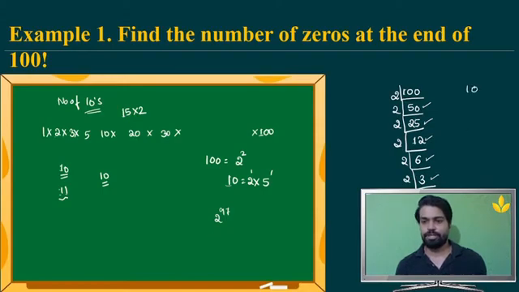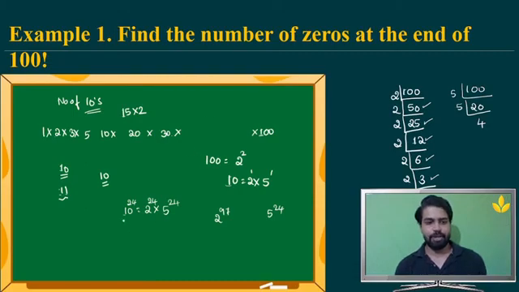And how many 5s are there? The same way we can find: 20 5s, then 4 5s, and further I cannot do. So there are 24 5s. But to make a 10, we need one 2 and one 5. I have 24 5s and 97 2s, but I cannot use them all. I can only take 24 from this, so there are 24 tens in 100 factorial.